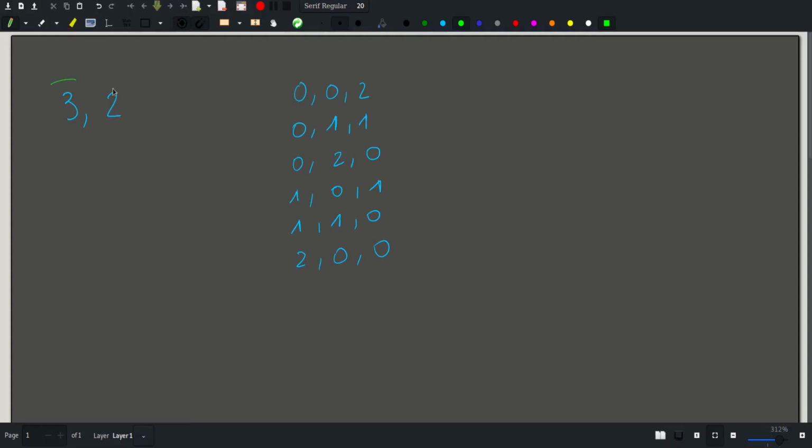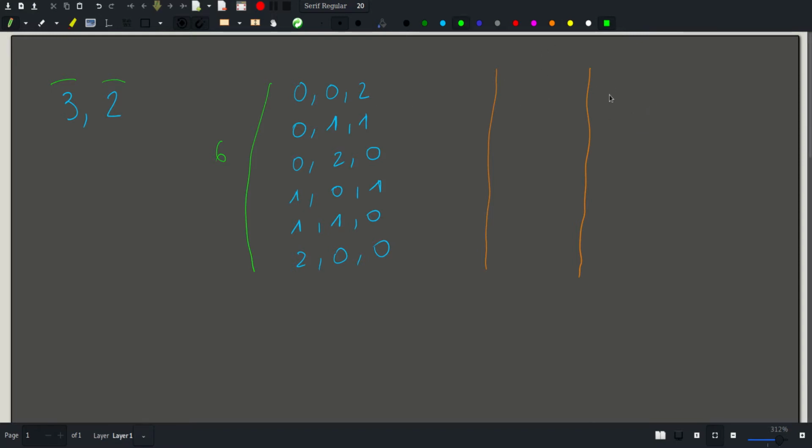In this example, we have 3 children and 2 apples, and these are the 6 ways to distribute the 2 apples among the 3 children. Instead of representing these distributions with numbers, let's see what it would look like if we represented them in a more visual way. I'll divide this area into 3 parts. This part corresponds to the first child, this part to the second, and this third part to the third child.